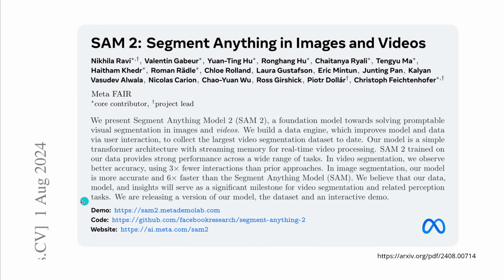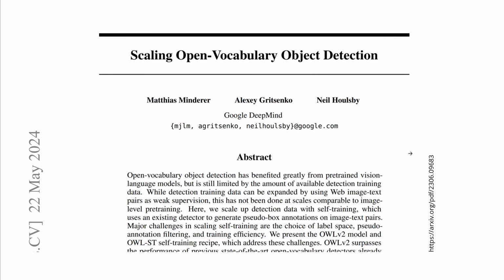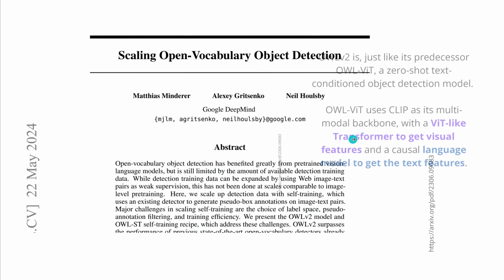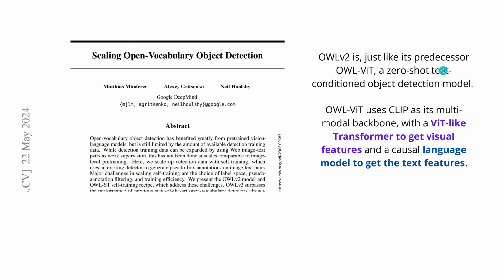And you might say, hey, we have now August 2024, so why don't we use SAM 2? And I say, okay, let's use SAM 2. But listen, if we use SAM 2, then what we also have to do, we go with the OWL version 2. So, Scaling Open-Vocabulary Object Detection by Google DeepMind, May 2024. OWL version 2 is, just like its predecessor, a zero-shot text-conditioned object detection model. And OWL-ViT uses CLIP as its multimodal backbone with a ViT-like transformer to get the visual feature and a causal language model to get the textual feature.